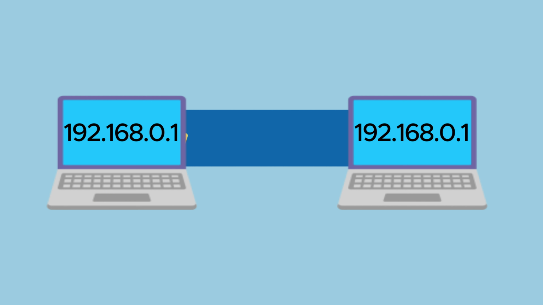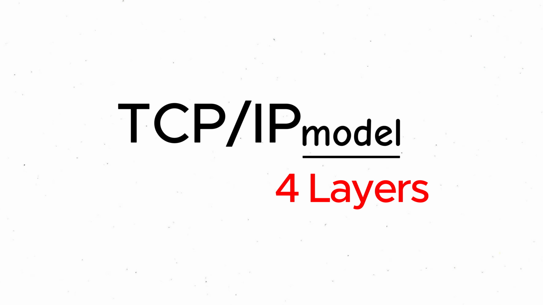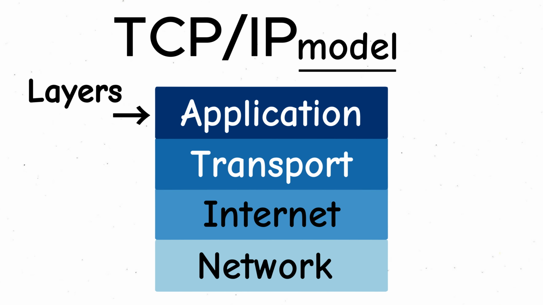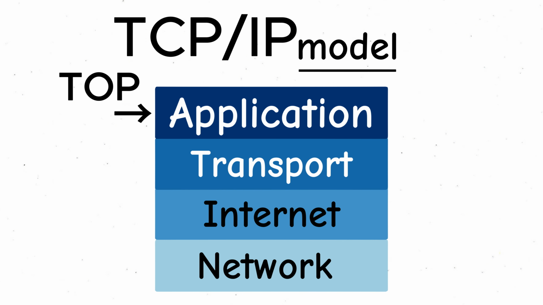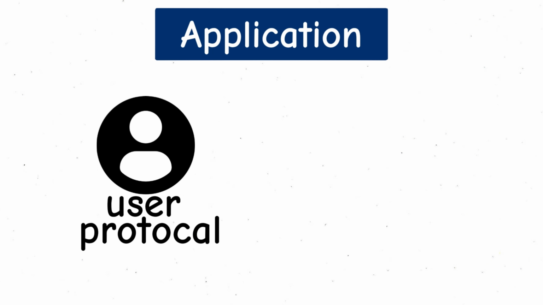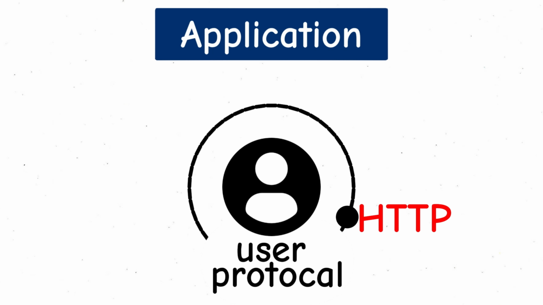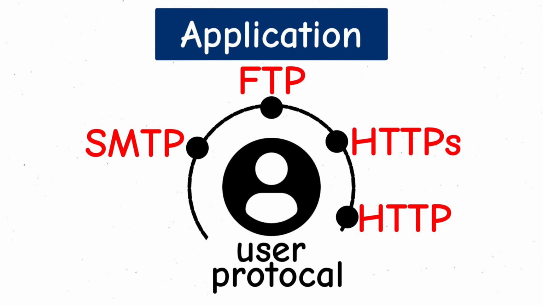The next question is, how does data actually move between those addresses? The TCP/IP model is the model the internet really uses. The TCP/IP model has 4 layers. At the top is the application layer. This is where user-facing protocols work. When you open a website, you're interacting with this layer. Protocols like HTTP, HTTPS, FTP, SMTP, and DNS live here.